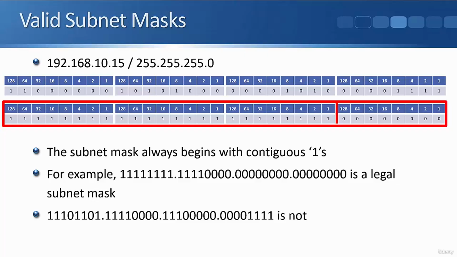So 1111.1111.1111.0000.000, etc. is a legal subnet mask. 111.011.01, mixing up the ones and zeros, we can't do that. That is not a valid subnet mask.